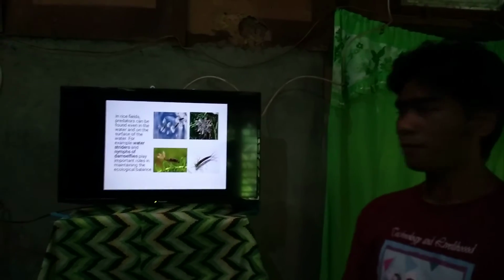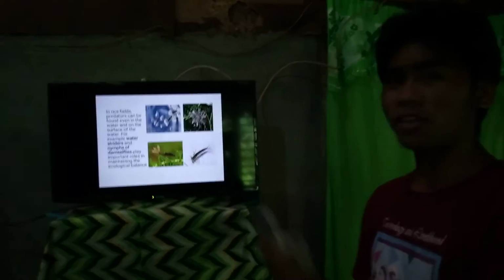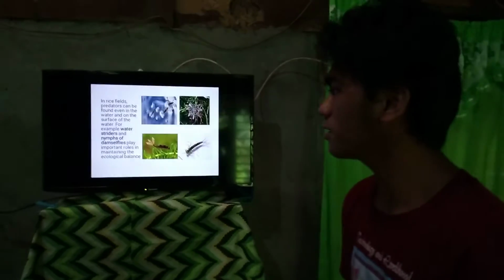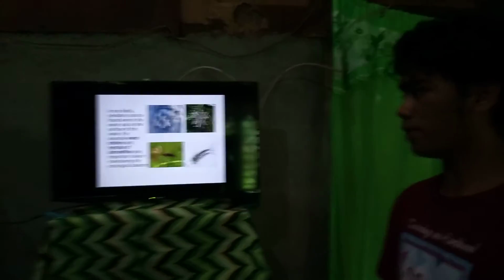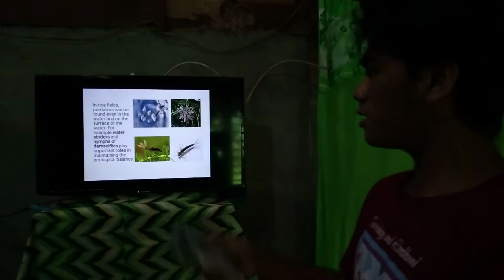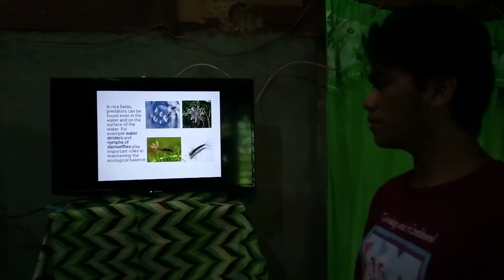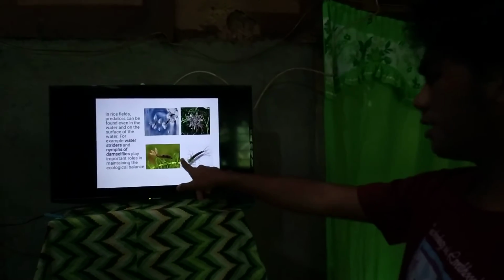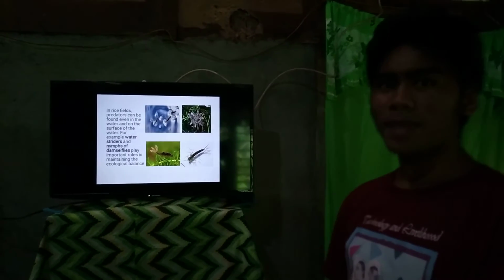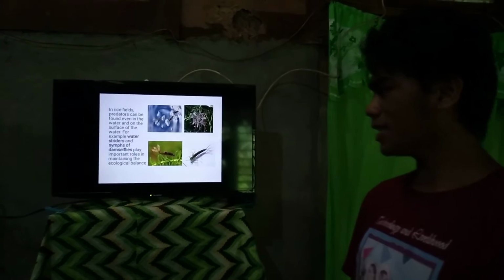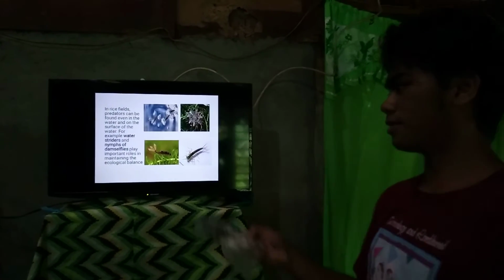In rice fields, predators can be found even in the water, and on the surface of the water. For example, water striders. These are the water striders and damselflies. Damselflies play an important role in maintaining the ecological balance.